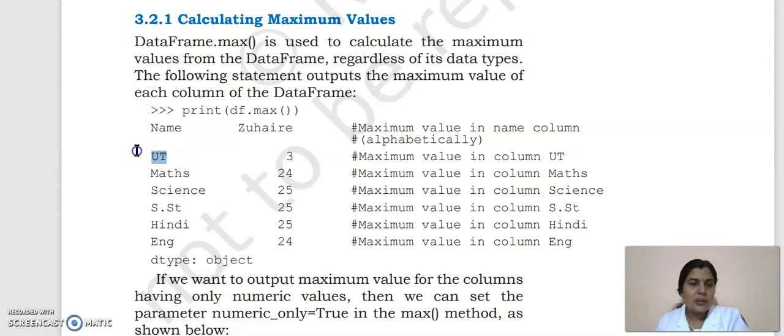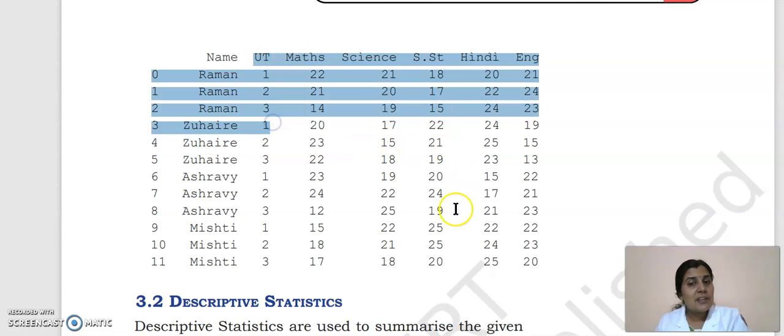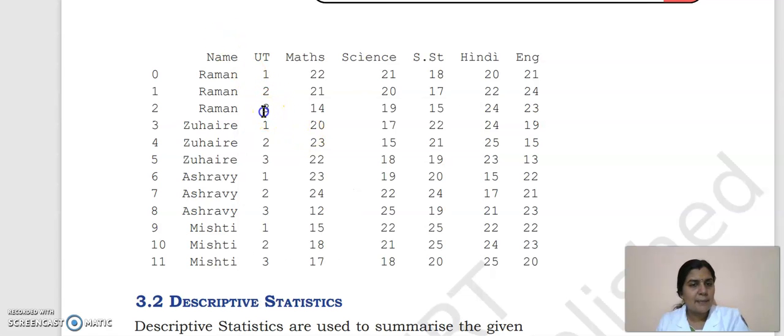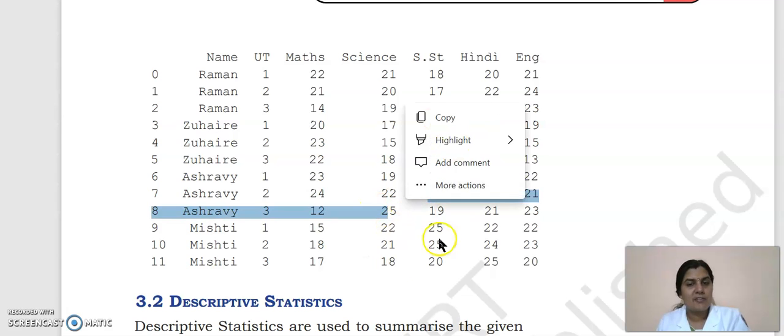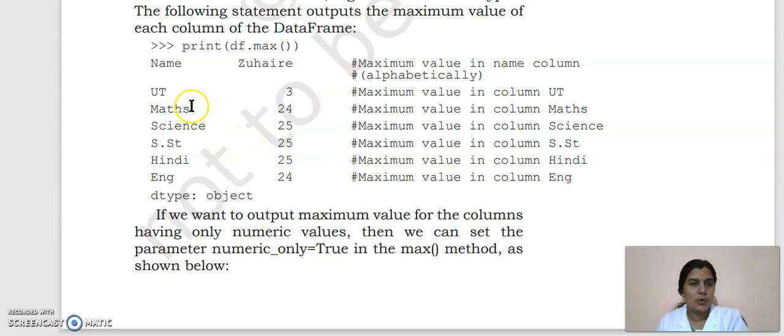So UT means unit test. For Suhail, the maximum value in column UT, the unit test maximum value, is 3 because only 1, 2, 3 are there. So 3 is the maximum value here. Then the next column is maths. In maths, 24 is the maximum value. In science, 25 is the maximum value. In SST also 25 is the maximum value, and so on.